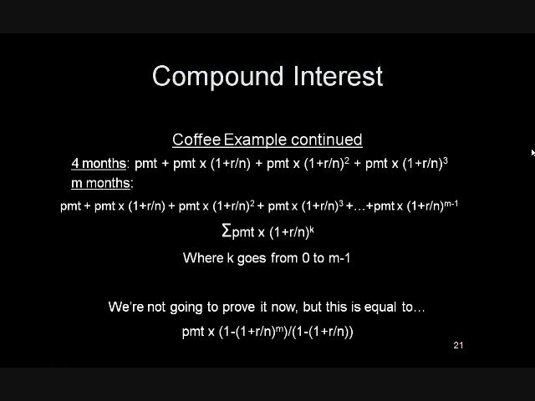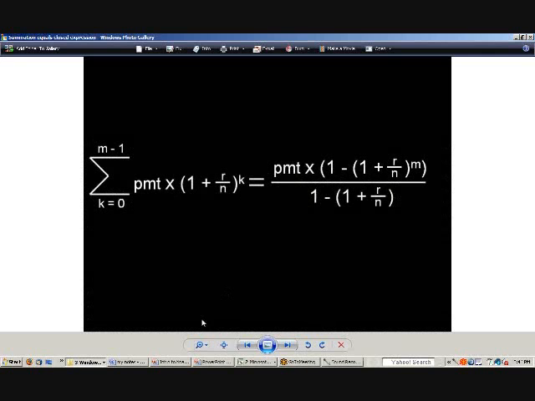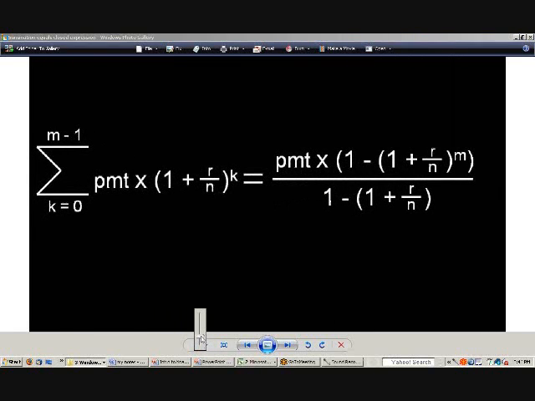Now the final step requires a little bit of a leap of faith, which we are not going to prove right now, but basically this summation can be rewritten as a single formula, specifically this formula right here, which is the payment times the quantity 1 minus the quantity 1 plus r over n raised to the mth power, and that's all divided by the quantity 1 minus the quantity 1 plus r over n. So again, that's really awkward to look at, so we've got it right here. Make it a little bigger if I can.